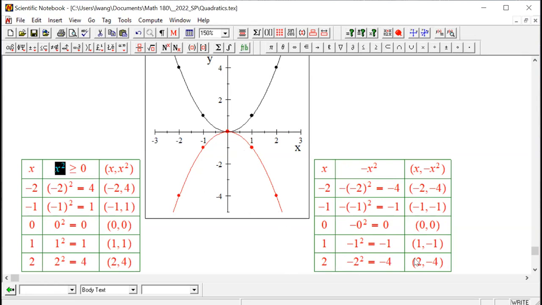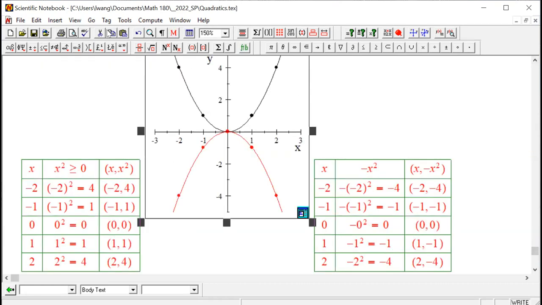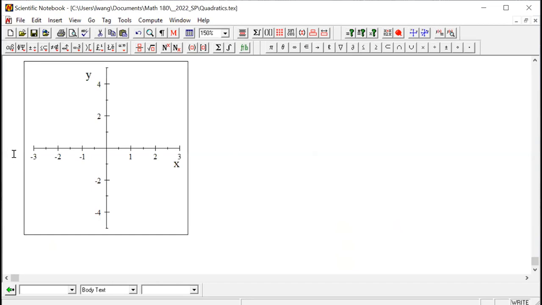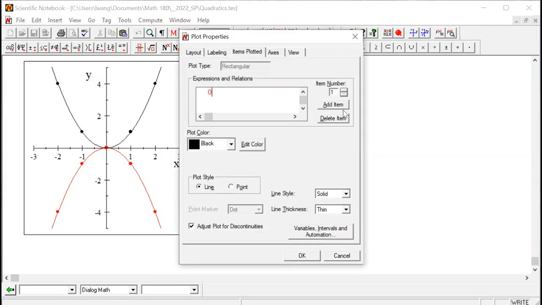Okay, and this effect is not unique to quadratics. So I'm going to show you how this phenomenon is not unique. For example, this is x squared, and this is -x squared. So I'm going to show you an example.